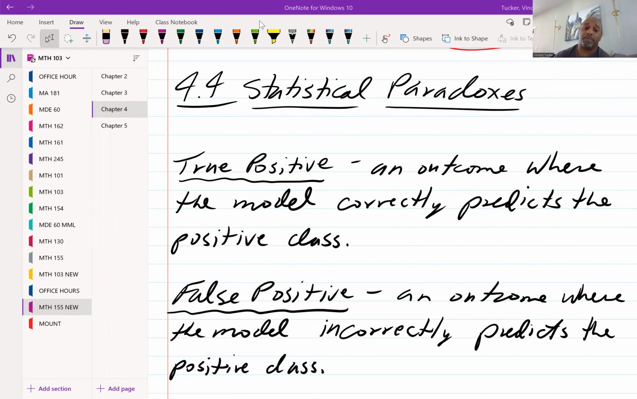So in statistical paradoxes, section 4.4, they give us four different types of scenarios that we may come across. And then I'll give you examples of where these may occur. A true positive is an outcome where the model correctly predicts the positive class. A false positive is an outcome where the model incorrectly predicts the positive class.